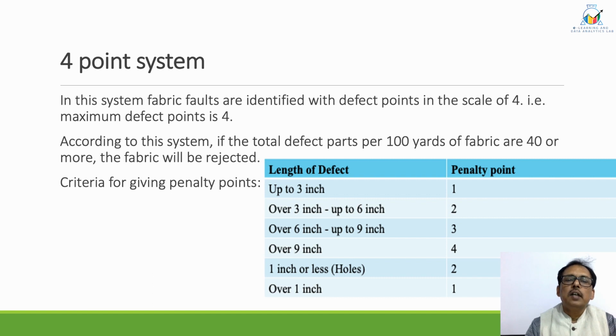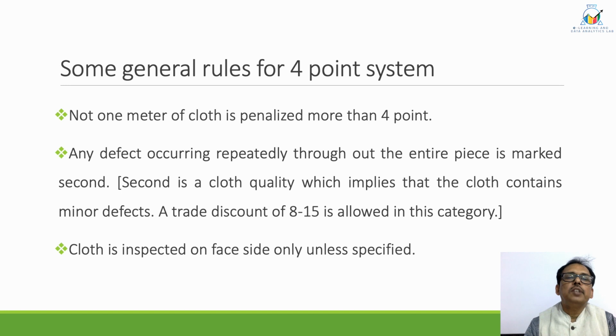So what do we need to keep in mind? If the score in 100 yards of fabric is 40 penalty points or more than 40, the fabric goes into rejection. If it is below 40, it is negotiable and does not go into rejection. Some general rules of the 4-point system: not 1 meter of cloth is penalized for more than 4 points. Any defect occurring repeatedly throughout the entire piece is marked second. Second is cloth quality, which implies that the cloth contains more minor defects. A trade discount of 8 to 15 percent is allowed in this category. Cloth is inspected on the face side only unless specified.